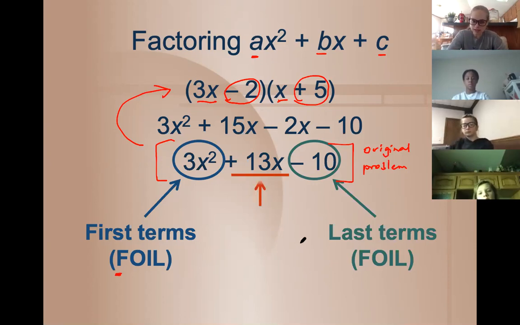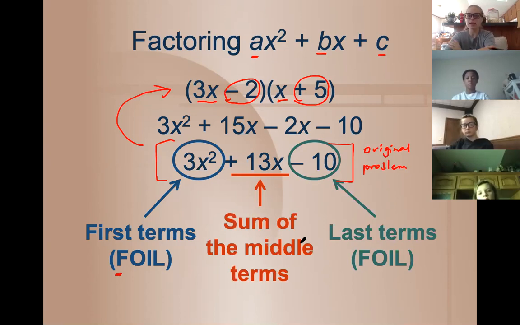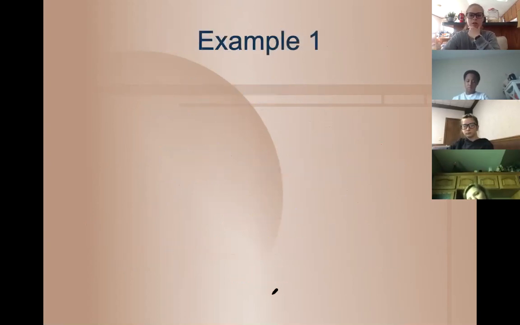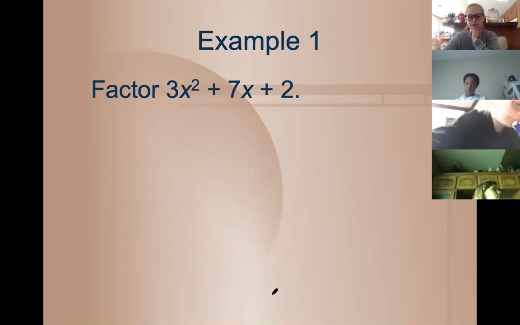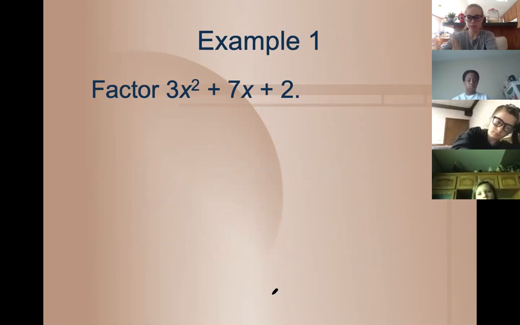And then this guy here in the middle, this is the sum of the middle terms. This may be where it gets a little tricky, all right? The ones in the middle here. So here we go. Let's do an example. 3x squared plus 7x plus 2. Setting it up the same exact way, all right? Get your parentheses, all right?